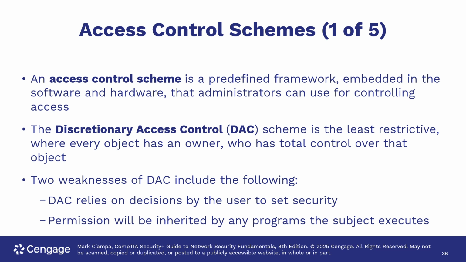DAC relies on decisions by the user to set security. Well, did you ever hear the phrase, a chain is only as strong as its weakest link? Well, it looks like the user is the weakest link here. Permission will be inherited by any program the subject executes. Okay, so those are the 2 weaknesses.